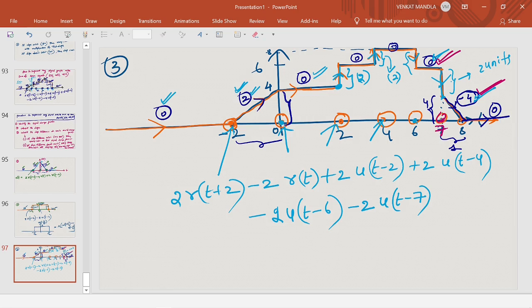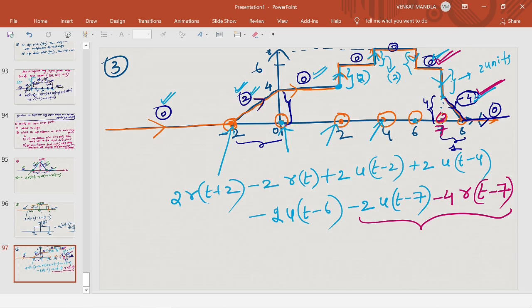Okay, so what is the slope difference? Minus 4 minus 0, that is minus 4, is the slope difference. If a slope difference exists, a ramp exists. So what is the ramp? r of t minus 7 exists. So at t equal to 7, we have two signals, that is r of t and u of t, that is why u of t minus 7, r of t minus 7. This step is decreased by 2 units, that is why minus 2. And this ramp has a slope difference of minus 4. That is why minus 4 times r of t minus 7.